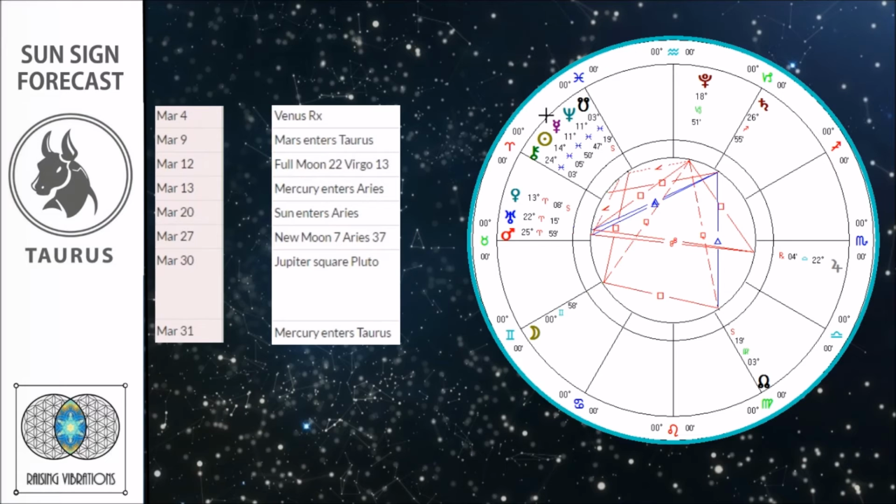Now, if we go over to the main event for March, I feel that Venus is, of course, the biggest player over here, all right? And Venus, as you can see over there, is currently stationary on the day of this recording, the 4th of March. And Venus will actually go retrograde on the 4th of March as well.